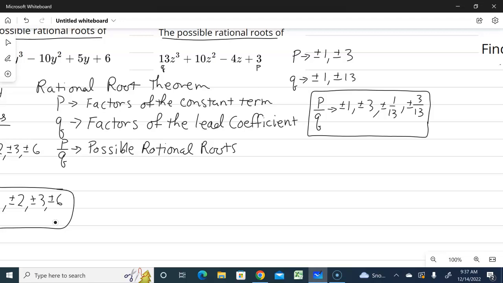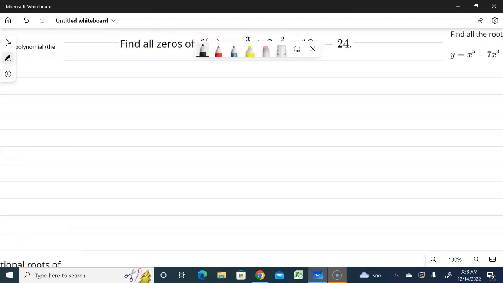Possible rational solutions. You've got to clarify, these are just the rational solutions, not the irrational ones. The irrational ones are square roots and such, and we won't be able to find those through any means like this. But it gives us a narrow list of possible outcomes. So now onward to actually doing one of these.